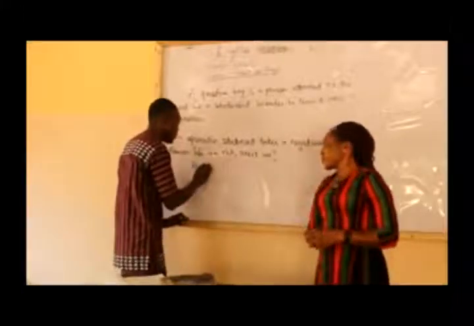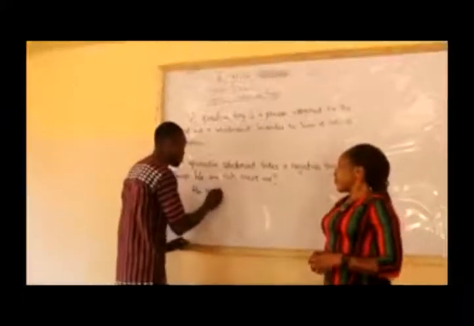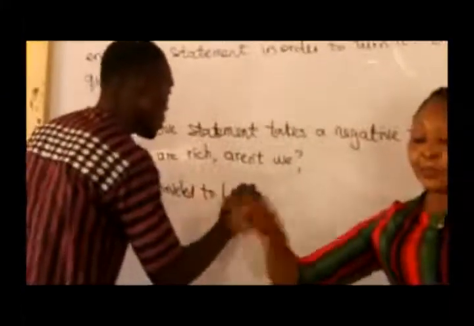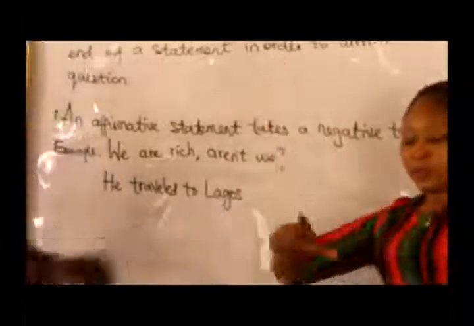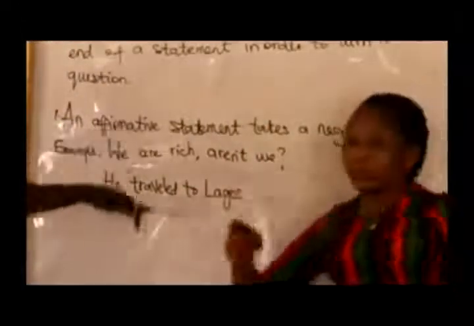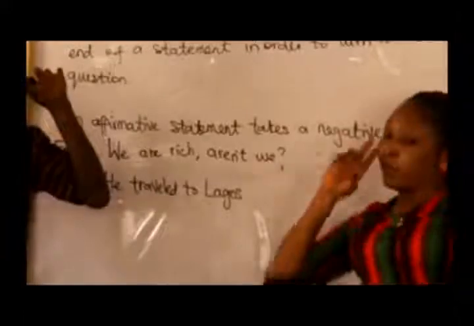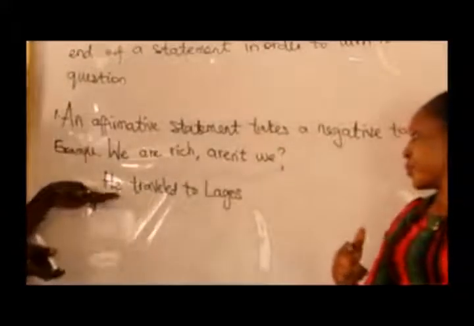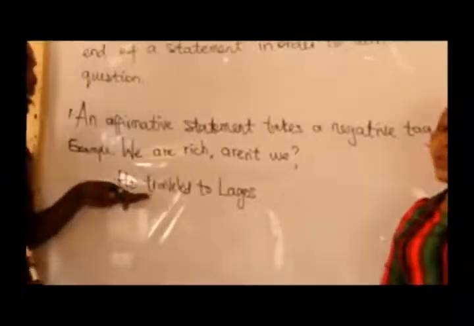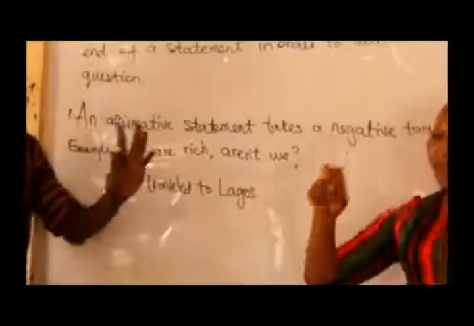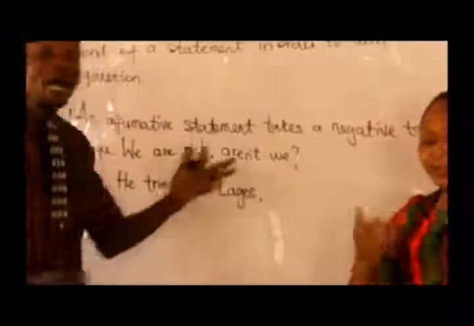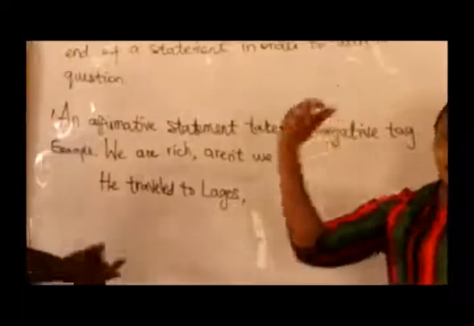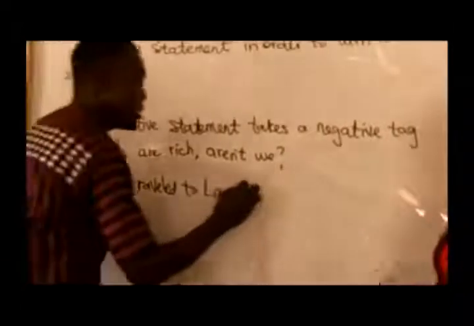He traveled to Lagos. This is a positive statement, an affirmative statement. He traveled to Lagos. We didn't say he did not. We said he traveled. He did travel to Lagos. So how do we put the tag? We use a negative tag. And what is the negative tag that we have to attach here?